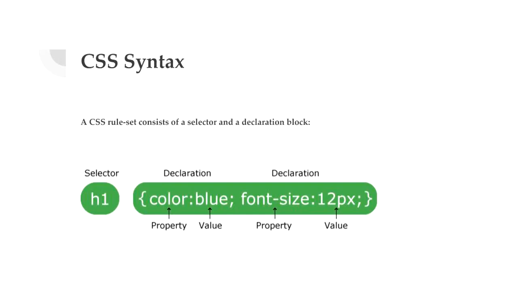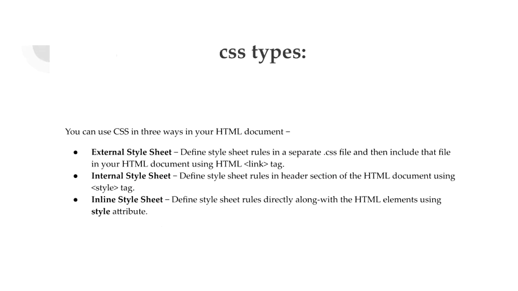You can see here on the screen. Each declaration includes a CSS property name and a value separated by a colon. Multiple CSS declarations are separated with semicolons and declaration blocks are surrounded by curly braces. There are three ways of inserting a style sheet: external CSS, internal CSS, inline CSS. We can see here in detail.